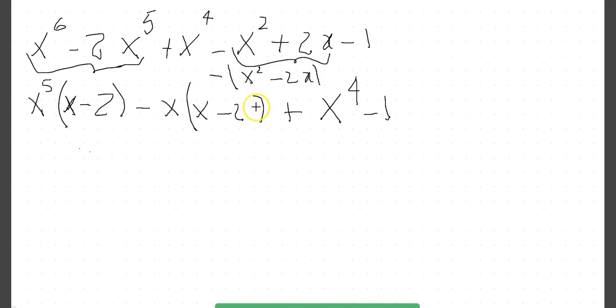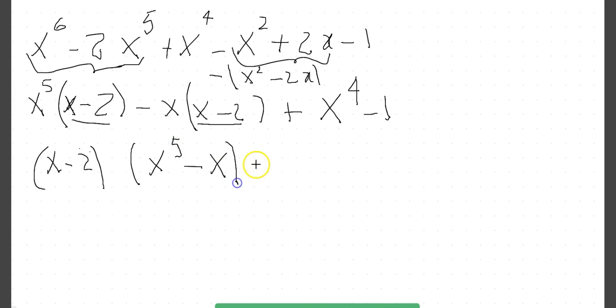I hope you understand what I did here. I just wrote it in a different way in parentheses, and I put the x as a factor. So I find the factor x minus 2. I put it as the factor, so I will have x to the power of 5 minus x, plus x to the power of 4 minus 1. So there you go. It's become easy.